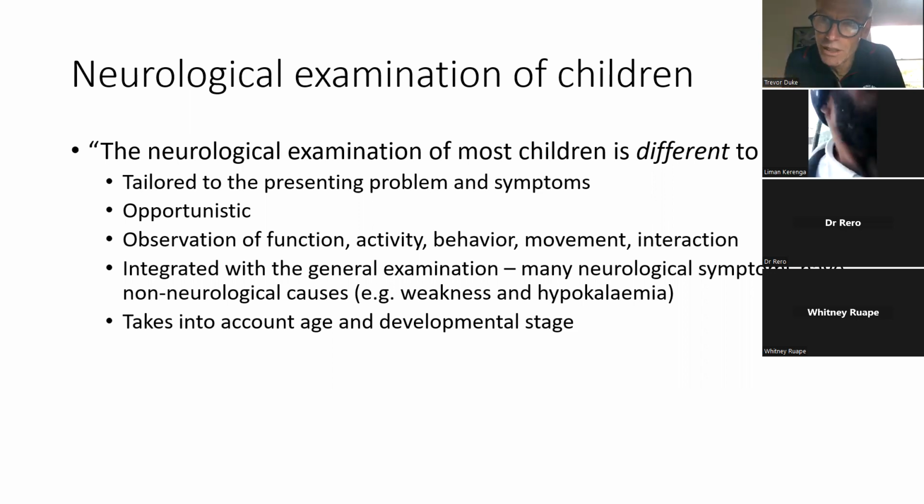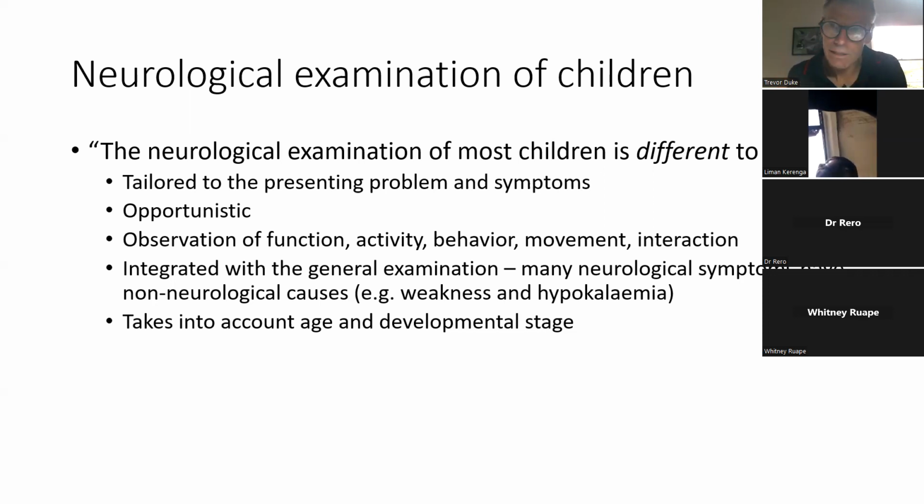As I said, during your general examination, you can identify many neurological features, and also there are many general systemic problems that can cause neurological problems in children. So, for example, hypokalemia from diarrhea can lead to weakness. And sometimes children present just weak or floppy, and you have to work out why. And sometimes it's not a neurological disease, it's a general disease.